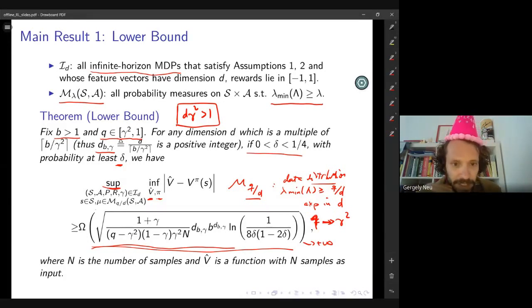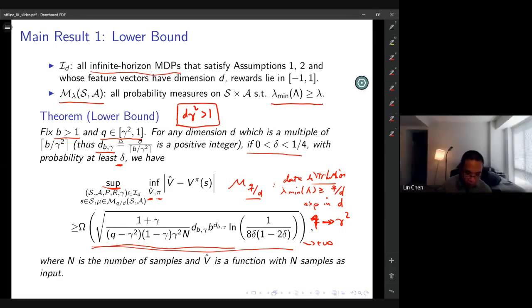Essentially this is saying that you're going to have something that is exponential in the dimension, where the base of that exponential is going to be B. So your assumption is that this B is a constant, such that this really represents exponential growth. Yeah, B is a constant, and then d_{B,gamma} is proportional to d if we view B and gamma squared as constants.